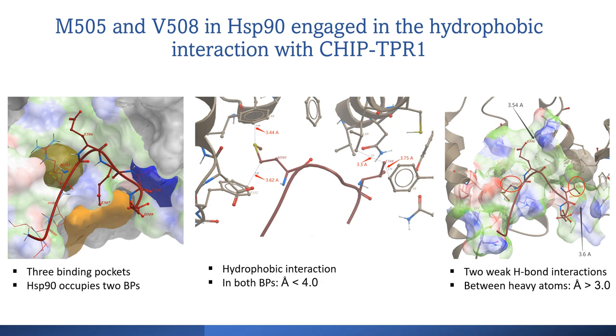These results of the study are consistent with those of the previous studies, which have reported that the MEEVD motif of HSP90 plays an important role in the binding of HSP90 to the CHIP-TPR1. The MEEVD motif is illustrated with the stick, showing this part.